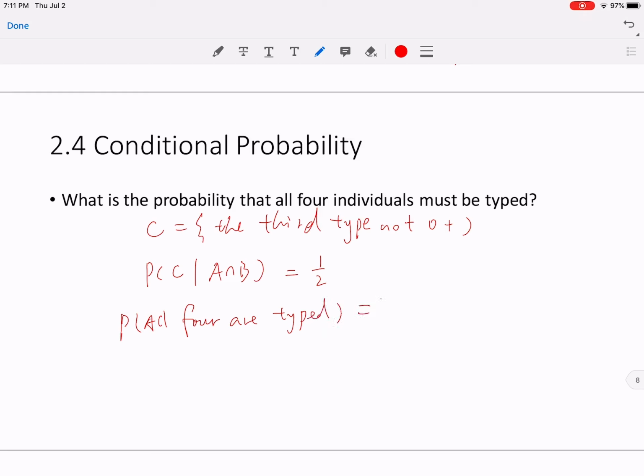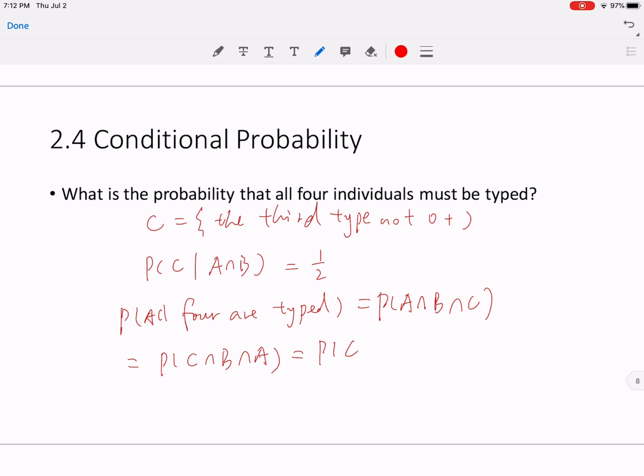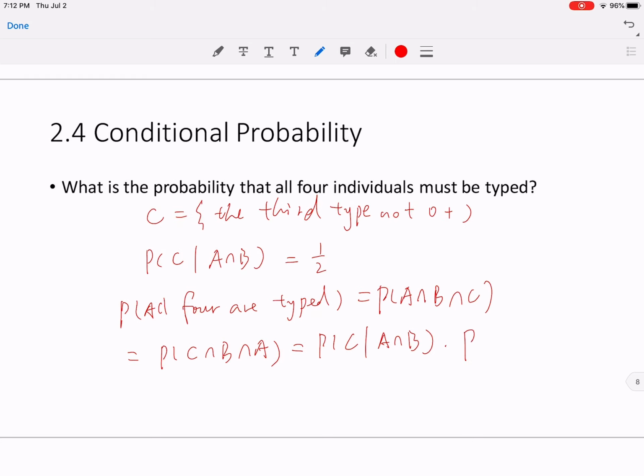So it's equal to the probability of A intersection B intersection C. Okay? We're looking for the probability that none of A, B, C have O positive. So, of course, this is equal to the probability of C intersection B intersection A. Same thing. So this would be equal to the probability of C given A intersection B times the probability of A intersection B.